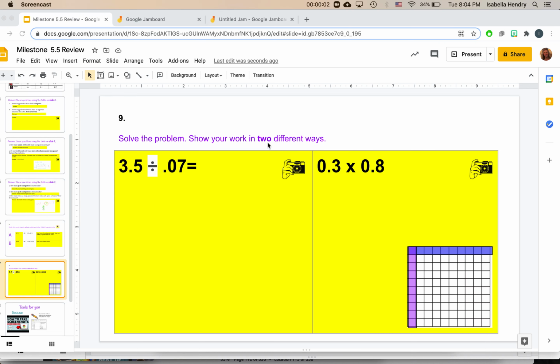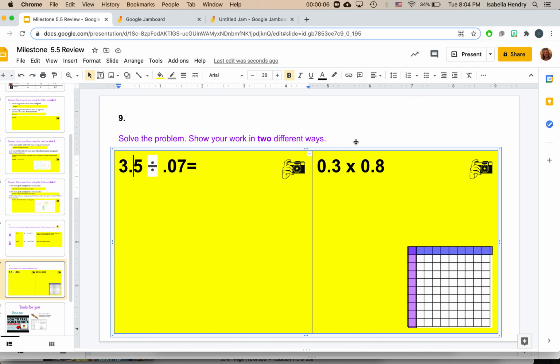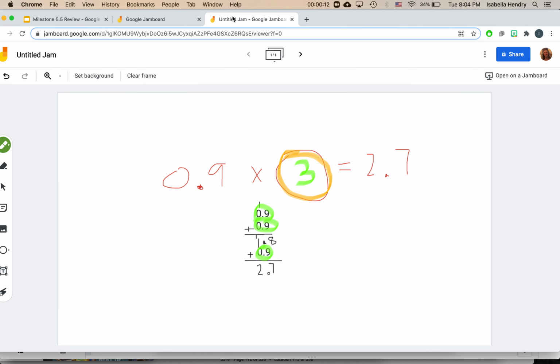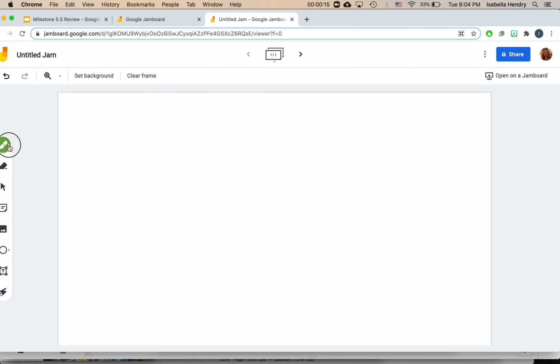Alrighty, number nine. We have lots of options for this one. I'll just show you two ways to solve each problem. So the first one's 3.5 divided by 0.7. If I want, I could use our long division strategy. So I have 3.5, sorry about my handwriting, divided by 0.7.